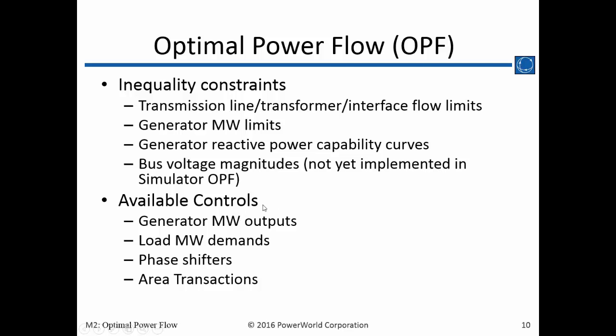So controls that are available to the OPF, most commonly the generator outputs are adjusted. That's generally going to be the case anytime you run an OPF, and then optionally you might include some of these other controls too, like demand response. You can have phase shifting transformers be adjusted to an optimal megawatt level, and transactions as well. Those can be treated as controls.